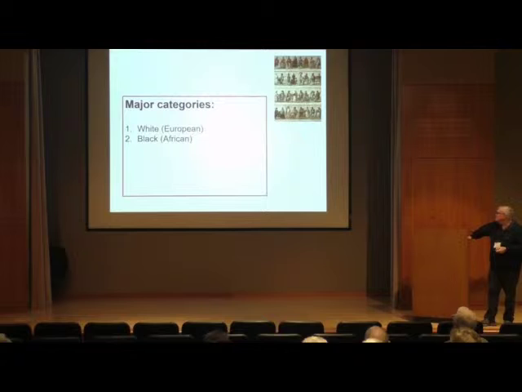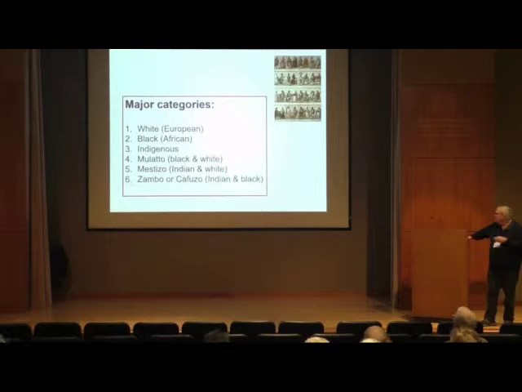So major categories, of course: white, black from African, indigenous, mulatto, a mixing of black and white, very common in many areas of Latin America. Mestizo, again, Indian and white mixing together. Much rarer are the categories where you find Indians and blacks together, Zambo or Cafuzo, simply because the blacks were brought over in areas where there was a lack of indigenous labor. The Indians and the Africans were essentially fulfilling the same function, providing physical hard labor for the overlords. And so that mixing simply was not as common in the same areas. And of course, Asian would be another category.